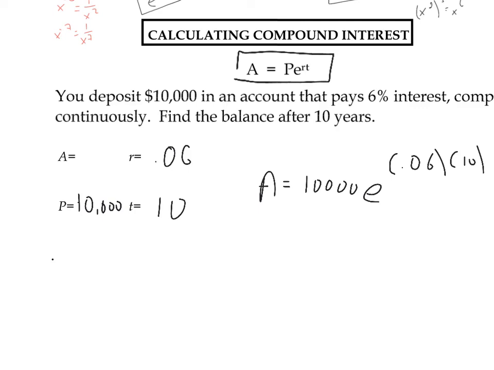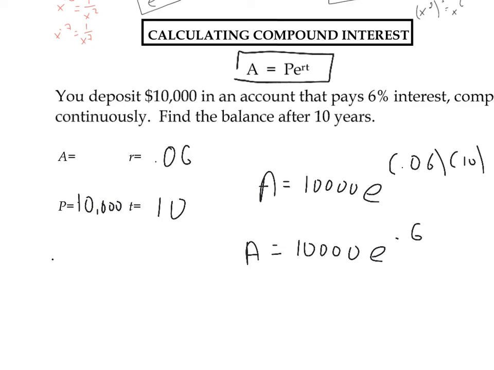Okay, now some rules for PEMDAS. So it will be A equals 10,000 times e to the... now, what's 0.06 times 10? Move the decimal one place to the right, which will be 0.6. Now, this is how you do it on a calculator. If you don't have a TI-83, you could do 2.72, because e is about 2.72, raised to the 0.6 power.